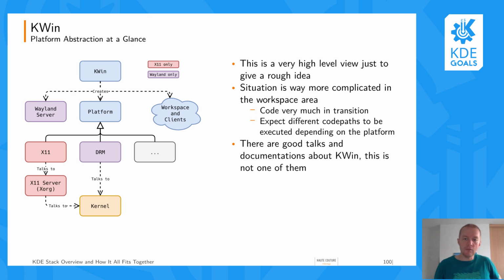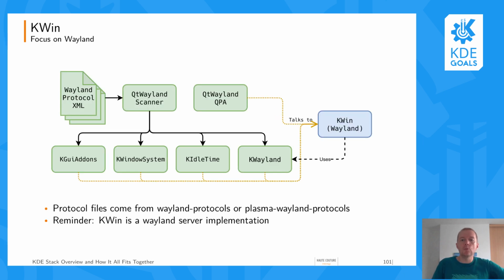So it will create this in every case. Now, if it's in X11 mode, that platform, that's just an interface, and so that's the X11 implementation of that platform which will be created. This one will talk to an X11 server, which will talk to the kernel. Now, if we're in Wayland mode, that platform will actually have an implementation which is DRM based, and that will talk directly to the kernel, okay? There's a few more implementations, but you get the idea.